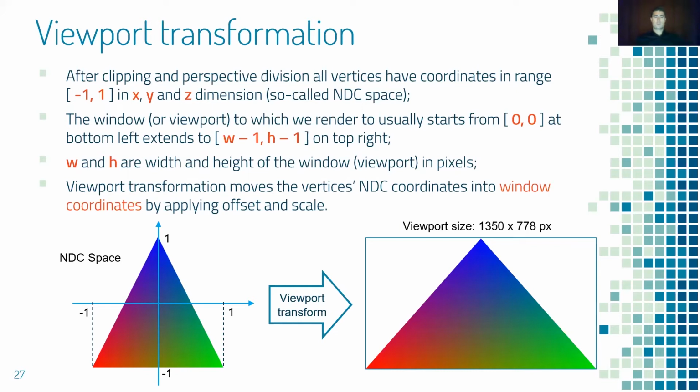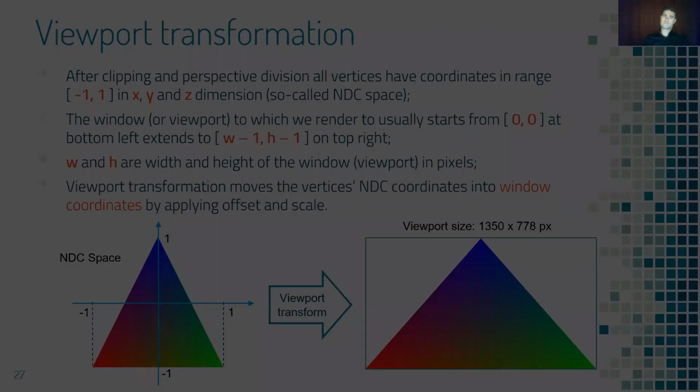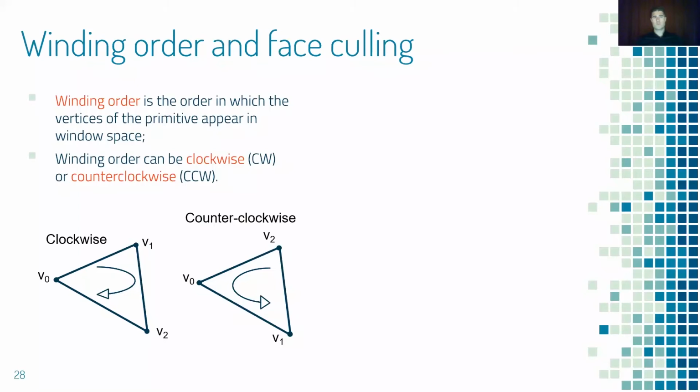Now we have to talk about winding order and face culling. Winding order appears in window space. Winding order can be clockwise or counterclockwise. The left triangle on the slide has vertices provided in a clockwise order, as you can see. The right one has vertices provided in a counterclockwise fashion. But why do we care?